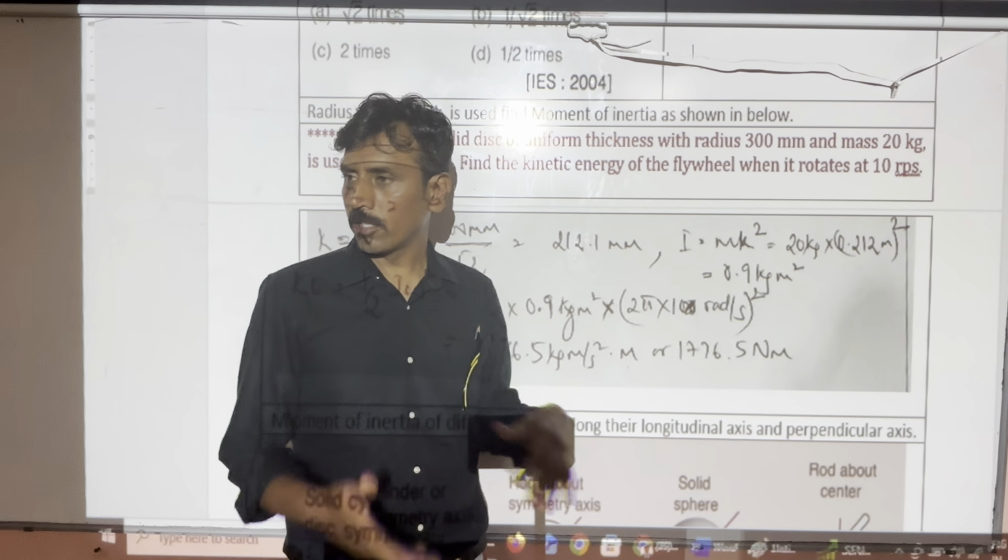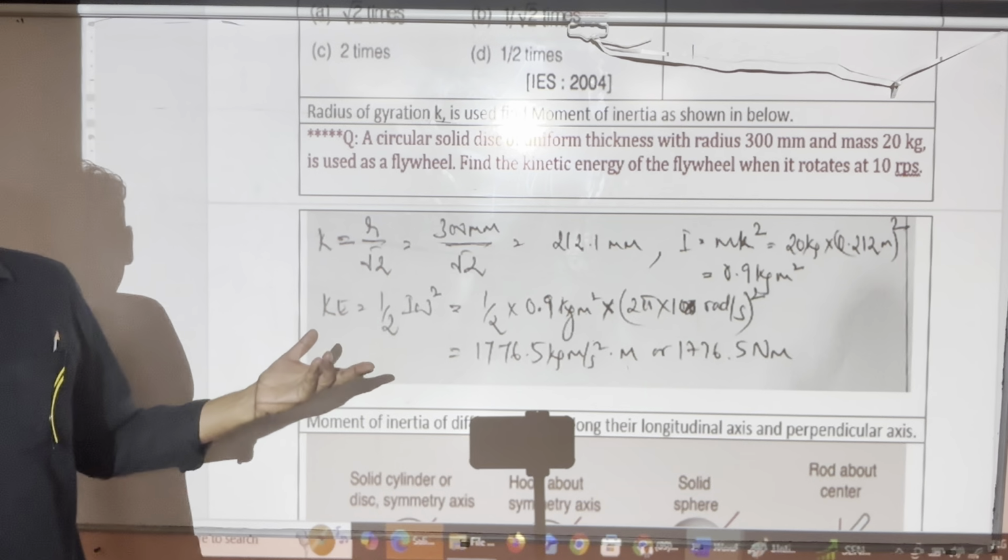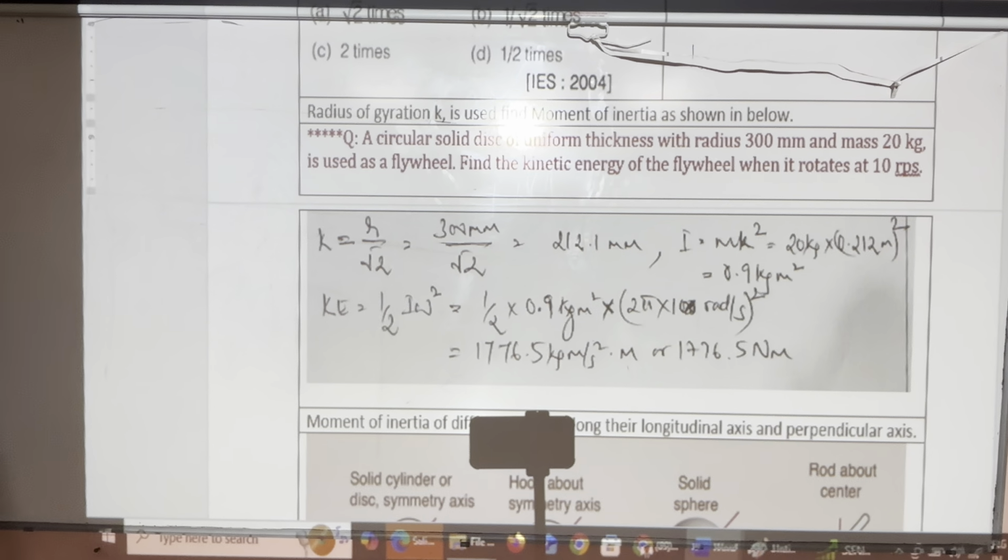So kinetic energy is the ability of something to do any work. The unit is the same as Newton meter, which is the same product of force into distance.